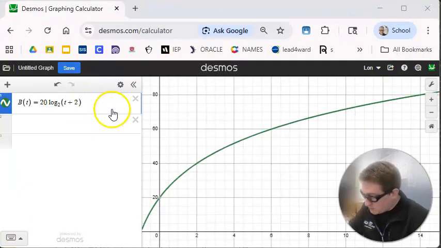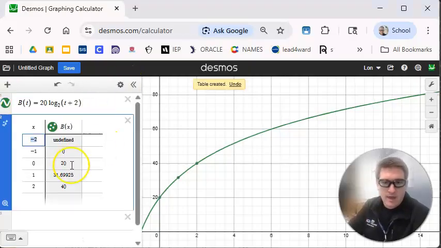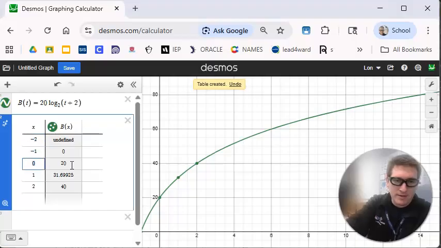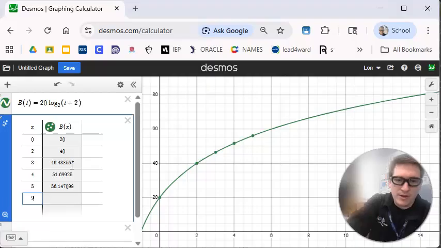To see how many books were sold on the 9th day, I can click on this and ask for a table. And obviously I don't need anything below 0 days. So 0, 1, 2, 3, 4. Okay, I need to know the 9th day.